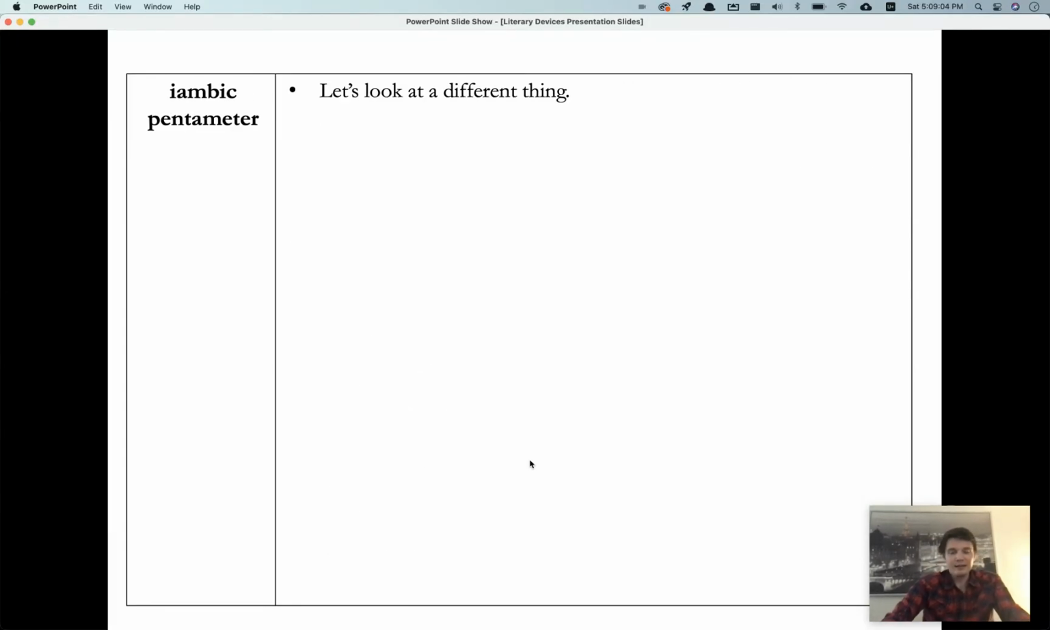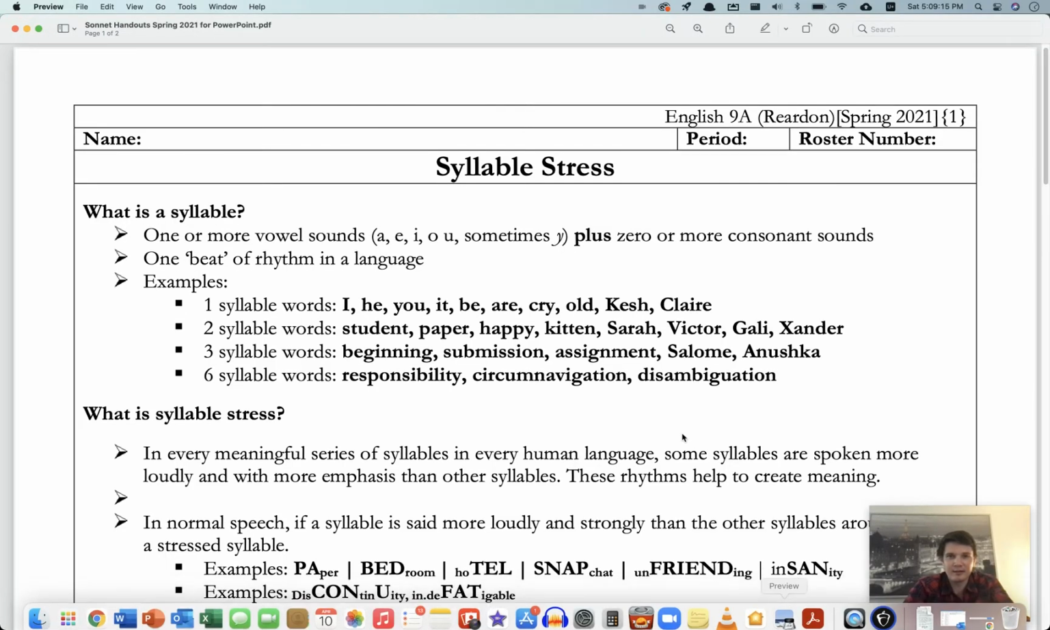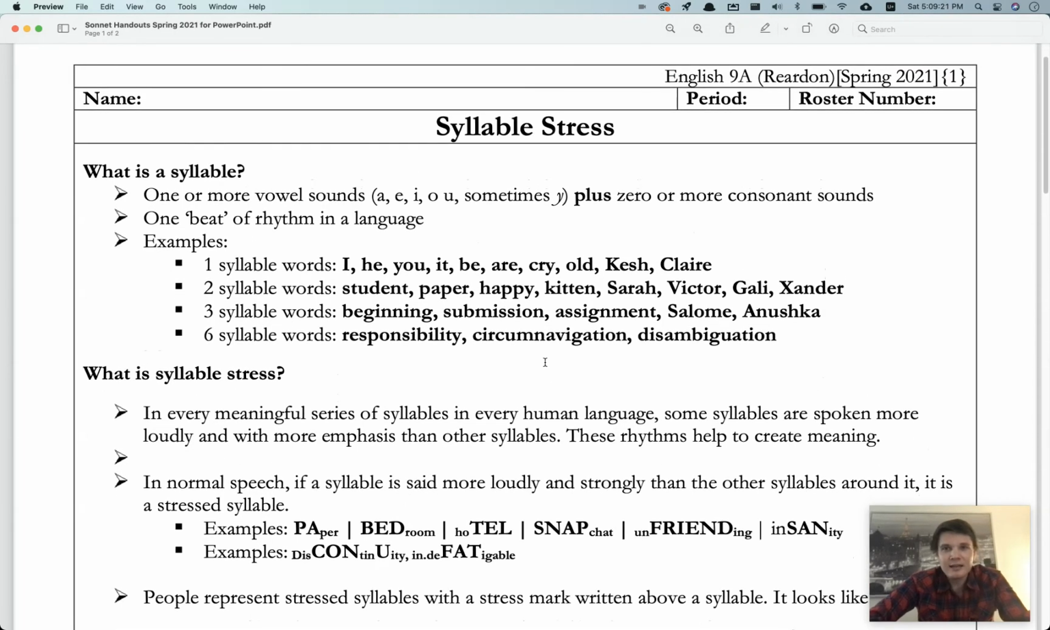The last one is iambic pentameter. So iambic pentameter is a little bit complicated, and I want to make it as simple and clear for you as possible. So we're going to look at something else here. This is a separate document. In order for you to understand iambic pentameter, you first need to get syllables. What on earth is a syllable? So it has a formal definition. It is one or more vowel sounds, so A, E, I, O, or U, all the sounds those letters can make, and also sometimes Y, plus zero or more consonant sounds.